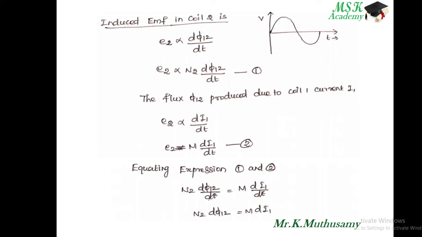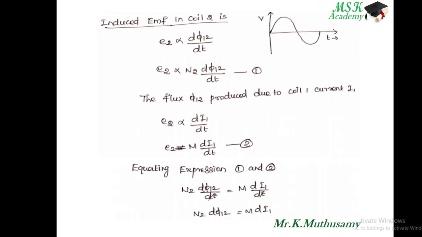Generally, the flux value is directly proportional to current. The mutual flux Phi12 depends on the coil 1 current. So, in the first equation, I replace the flux value by current. I write E2 is directly proportional to di1 divided by dt. E2 is equal to M into di1 divided by dt. M means mutual inductance. It is a proportionality constant. The first equation and the second equation represent the EMF produced in coil 2.